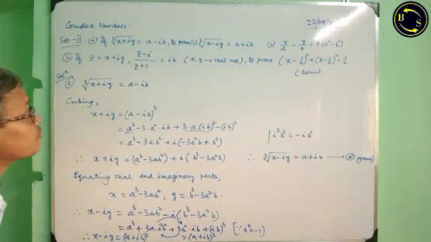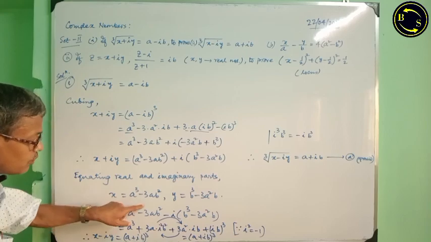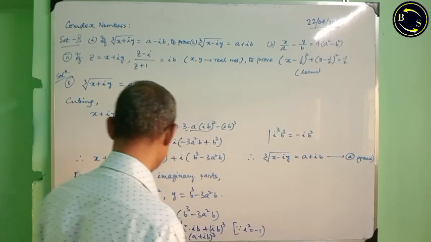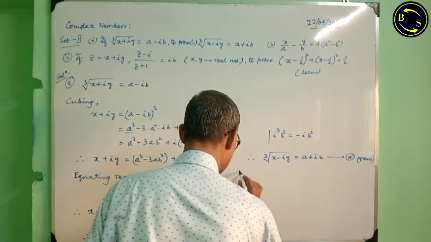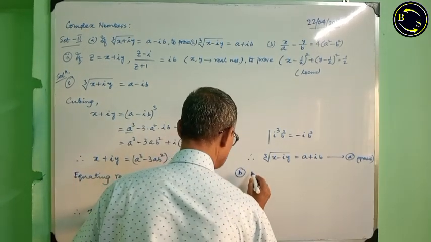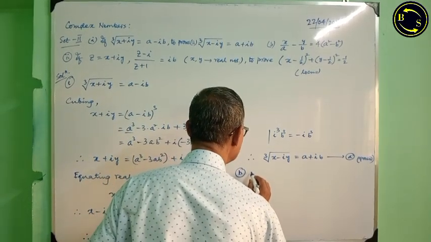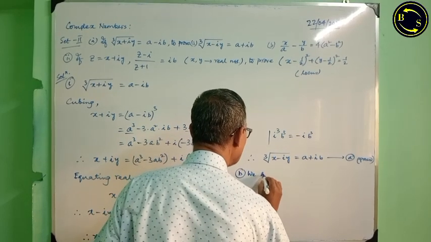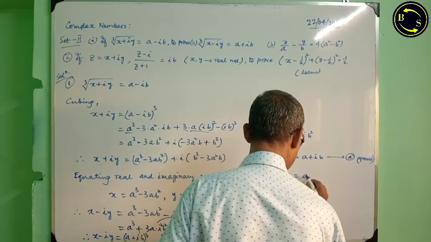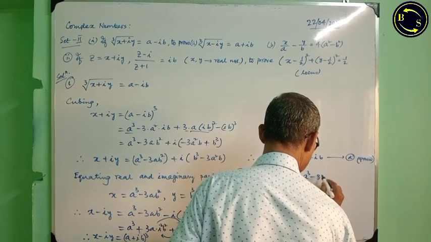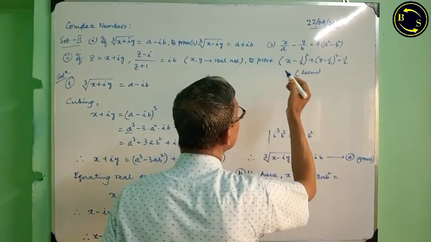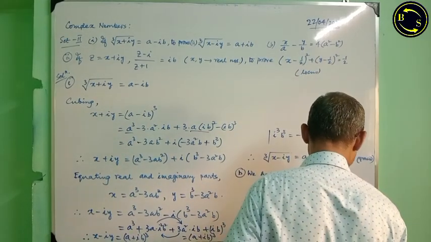For the second part, we have to use these two values. We have to prove x by a minus y by b is equal to that. I mention here, part B. We have x equal to a cube minus 3ab square. As we have to find x by a, I take a as common factor.